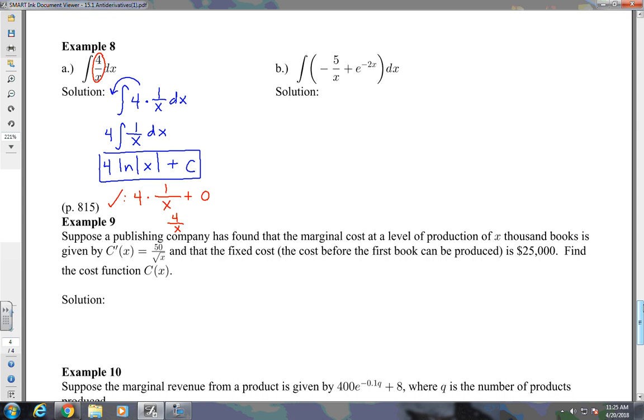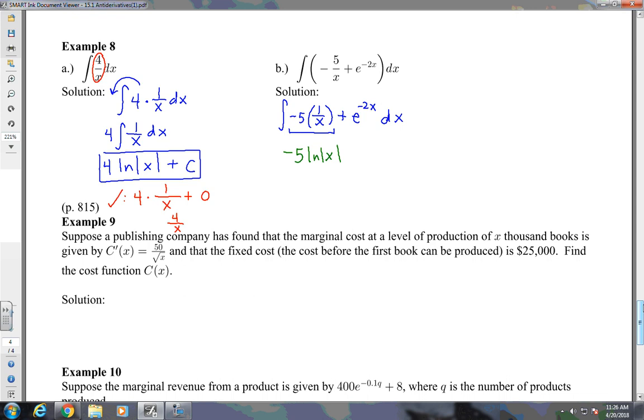Let's work on example 8b. Again, we have that -5 over x term. So I'm going to think of this as -5 times 1 over x. And now we're also going to be working with that e to the negative 2x. So working on just our first term, we are going to filter that constant through to the antiderivative. And then the antiderivative, or the integral of 1 over x, is the natural log of the absolute value of x.